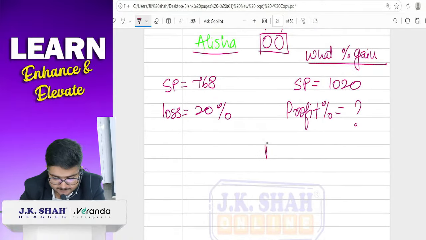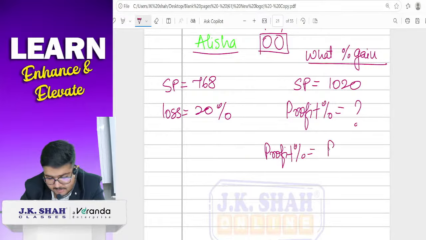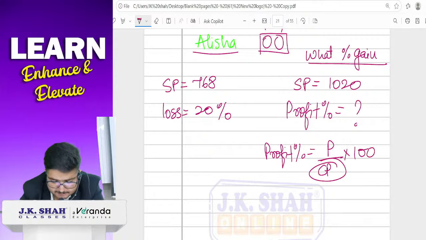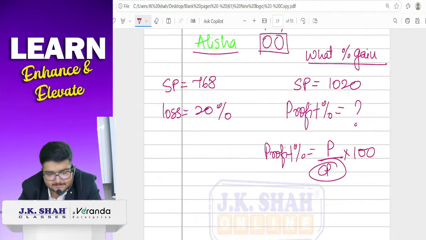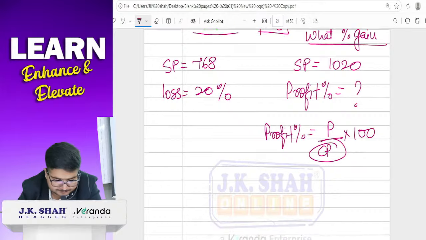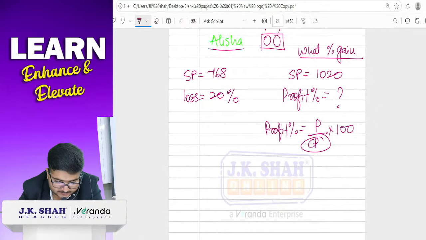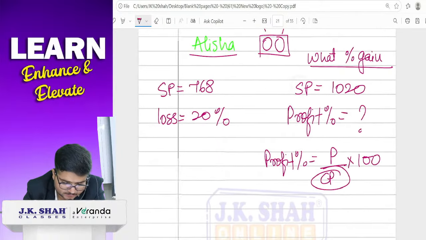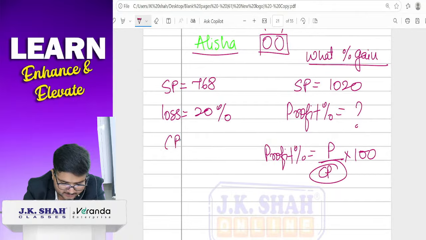So for profit percentage there is a formula, of course: profit upon CP into 100. Now sir, we don't know CP, so first you have to find the cost price, then only you will be able to find out profit percent. So first you have to find out CP. Let us find out CP from this. Selling price is 768, loss is 20%. How can we find out CP?